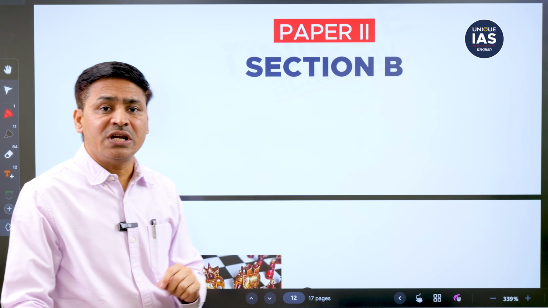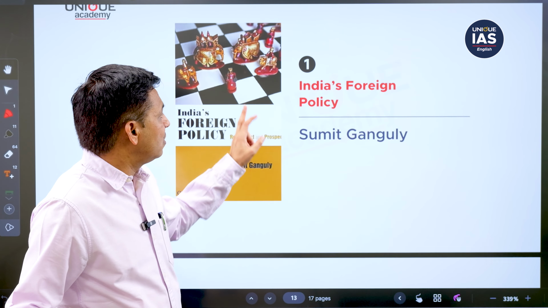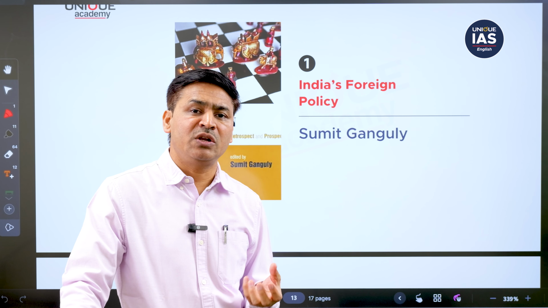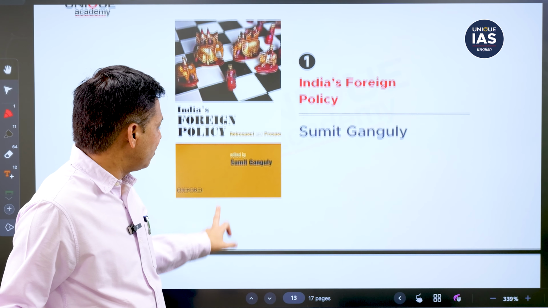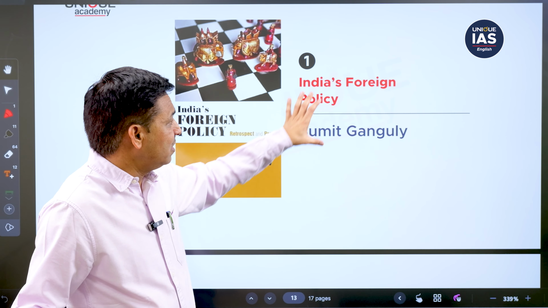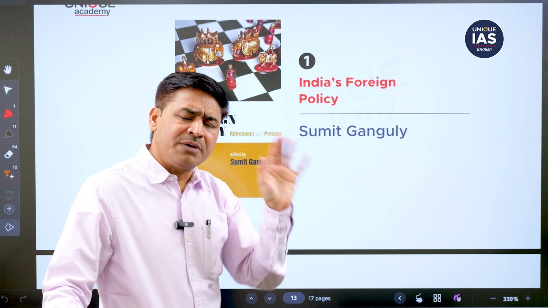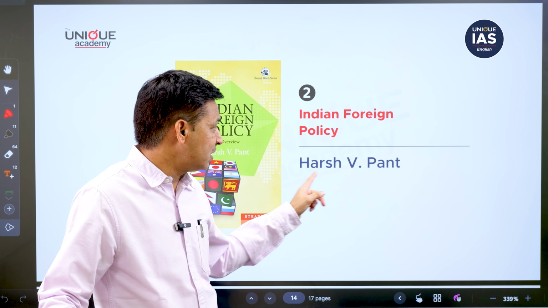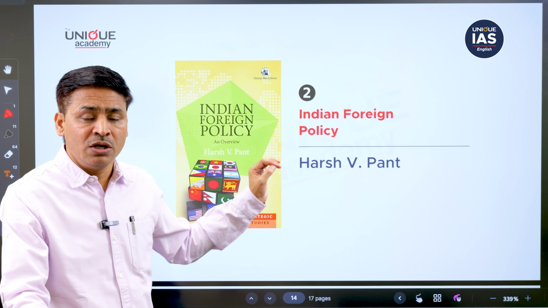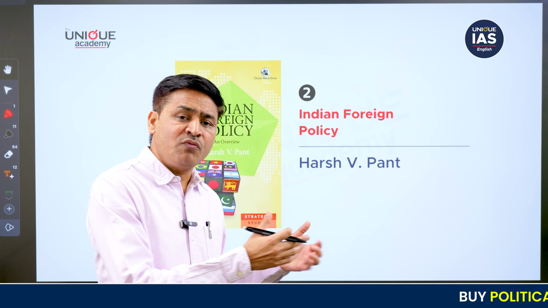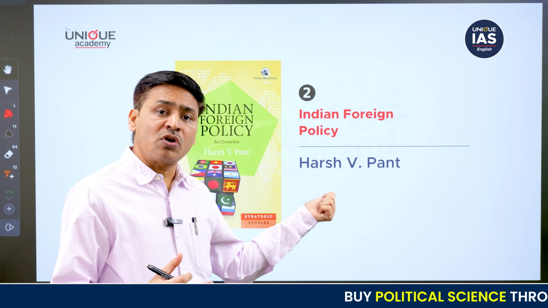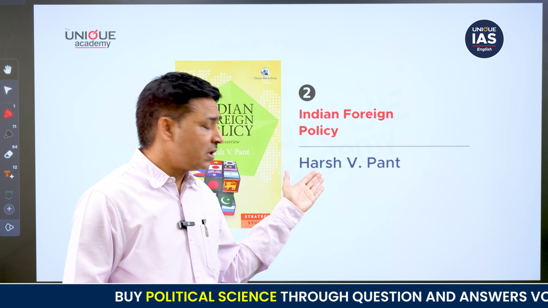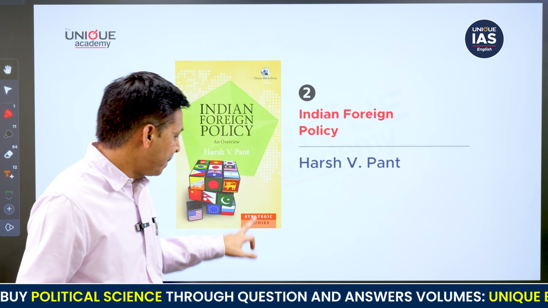And then in paper 2 we have section B, in which this is a very fundamental book, India's Foreign Policy by Sumit Ganguly. Sumit Ganguly happens to be a very well-known authority on Indian foreign policy, so you can refer to that. Now this is a bit theoretical and analytical book, a bit old, and therefore we have included one more book on India's foreign policy written by Harsh Pant, and this is a recent one. So you can club both, Ganguly on one hand for the theoretical foundation, and then you can take it forward and include the current and contemporary developments in India's foreign policy, relying on Harsh Pant's Indian foreign policy.